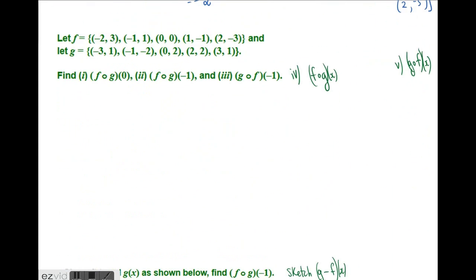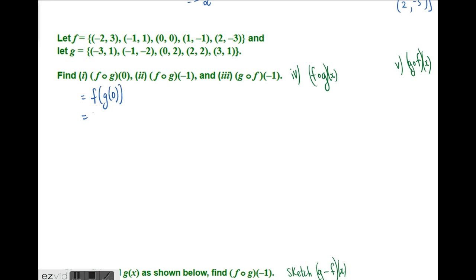So the next set of examples, we have actually the same points f and g. I just have a brand new set of instructions here. So starting with the very first one, remember f circle g is just f composed with g and then evaluated at 0. So I'm going to rewrite it again, f of g of 0.